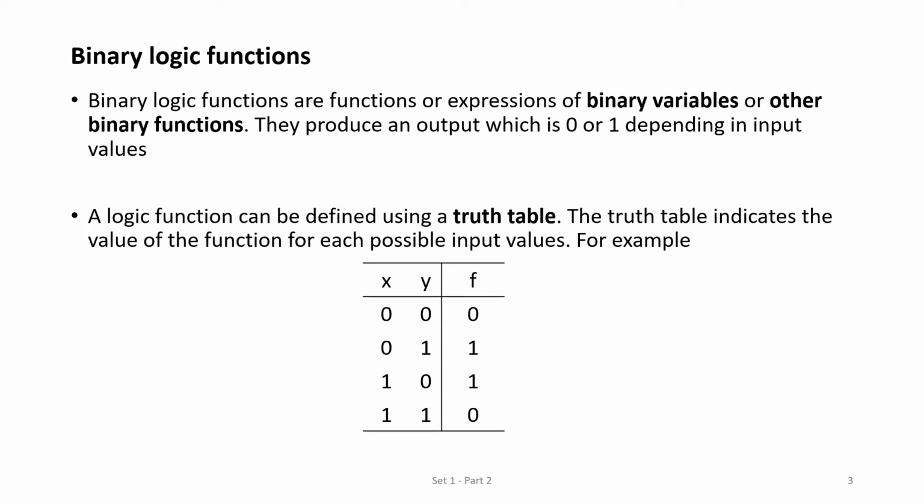For example, here we have a truth table for two variables x and y. The left two columns indicate all possible input values that we can have. And the rightmost column f is the value of the function.